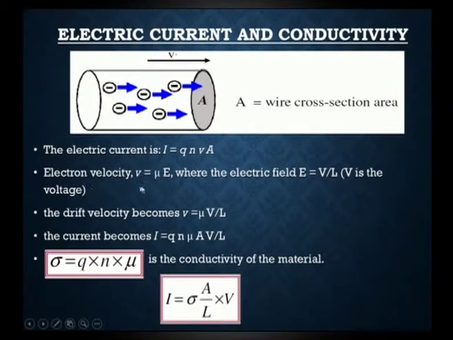The electron velocity can again be written in terms of mobility, that is μE, where the electric field E can again be written as V by L. So now the drift velocity becomes v = μV/L. Applying this in the current, it becomes I = QNμAV/L. So the electric current equation can be represented in terms of mobility.